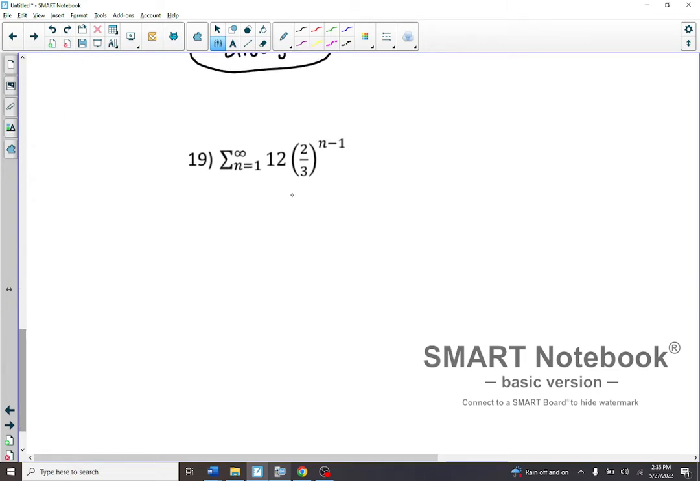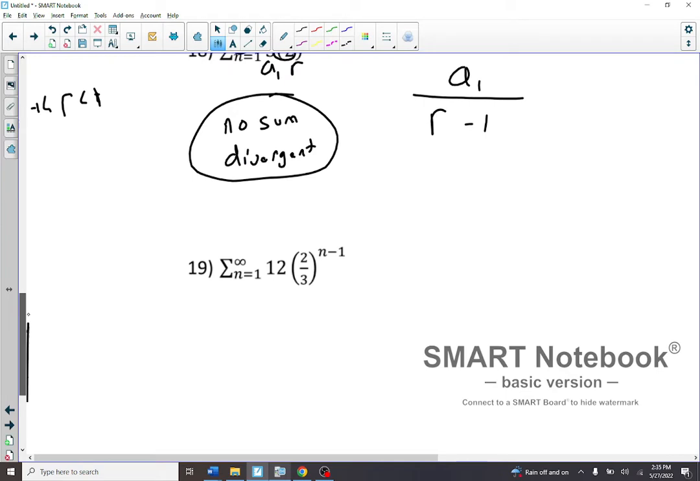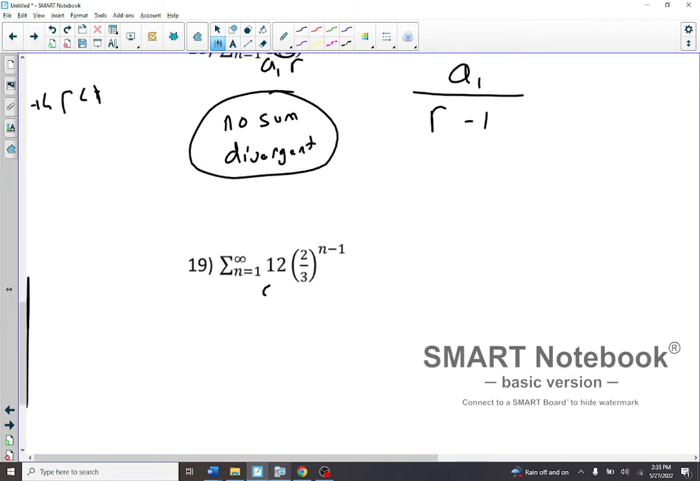But here, it is less than 1. So we're going to use the equation that's written up here for this. a1 is always the first term, and r is the thing that's getting multiplied. So it's going to be 12 over 2/3 minus 1. I'm sorry, I think I messed up the equation. It's 1 minus r, not r minus 1.